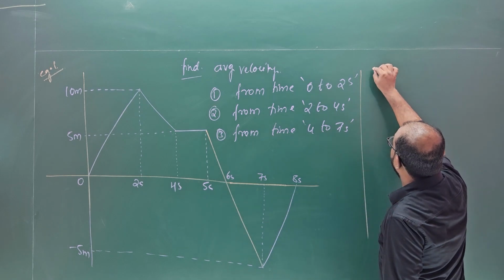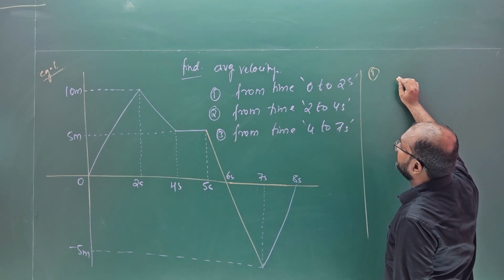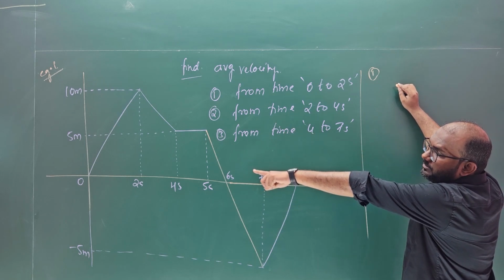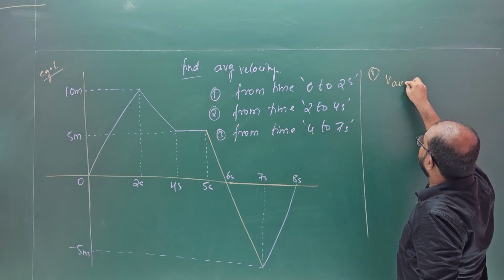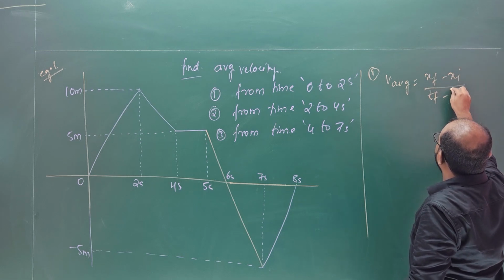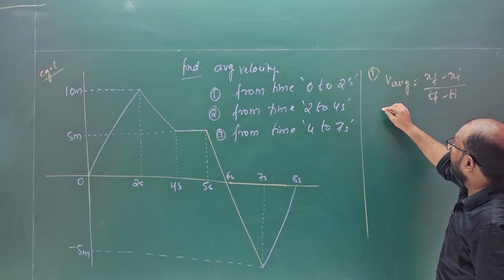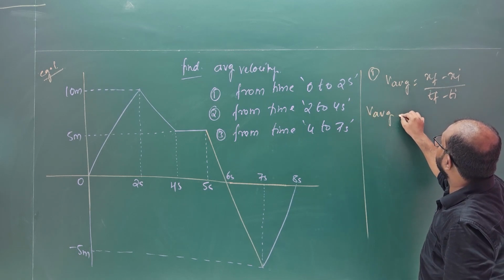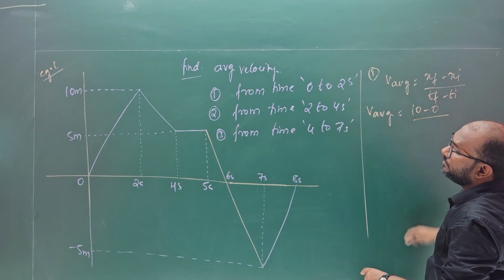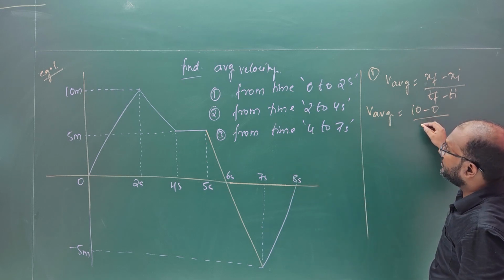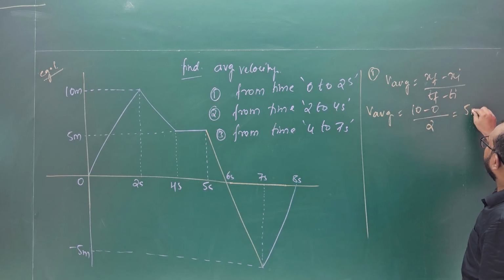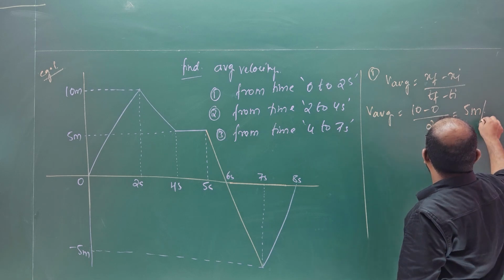First answer, one line answers only. What is between 0 to 2? What is the final position? Can I say 10? What is the initial position? So V average can be written as x final minus x initial upon t final minus t initial. Yes or no? Okay, so the first answer is V average equals final position 10 minus initial position 0, origin. At t equals 0, it is at origin. Divided by 2 seconds. That means, can I say 5 meters? Sorry, 5 meter per second.